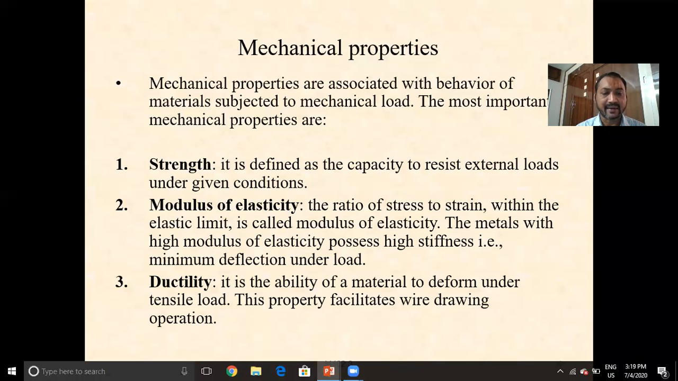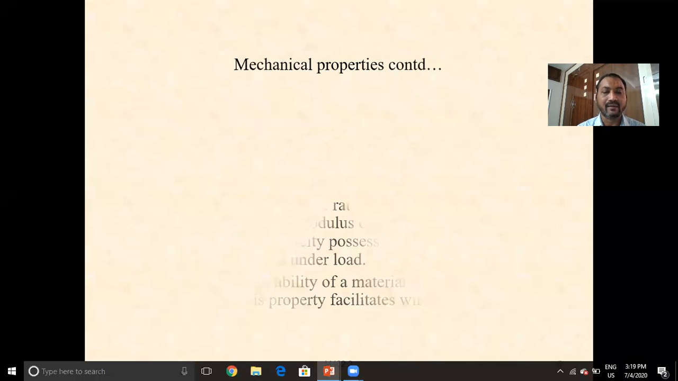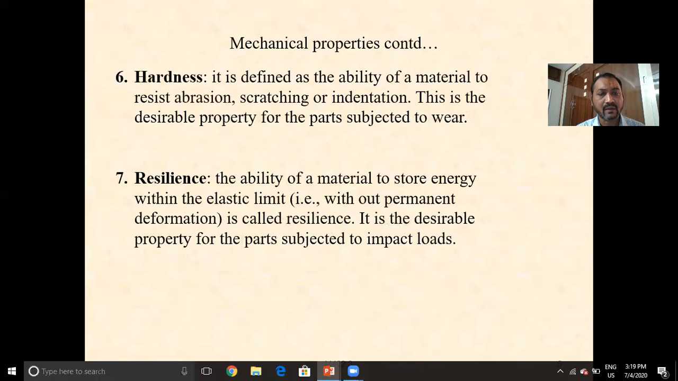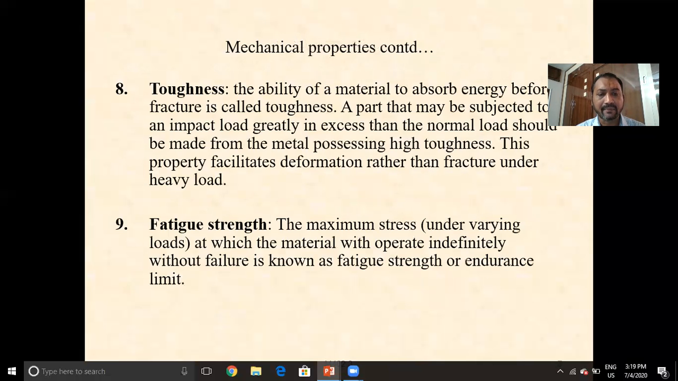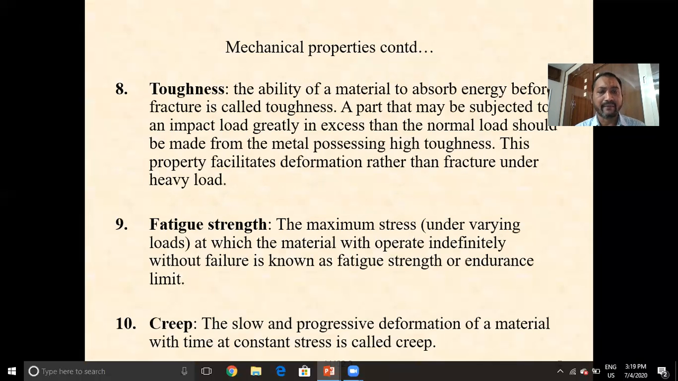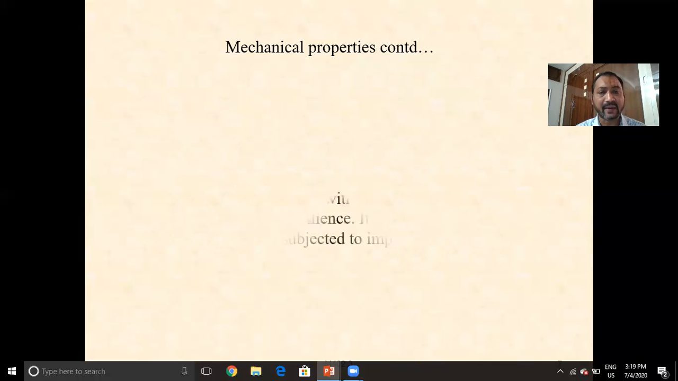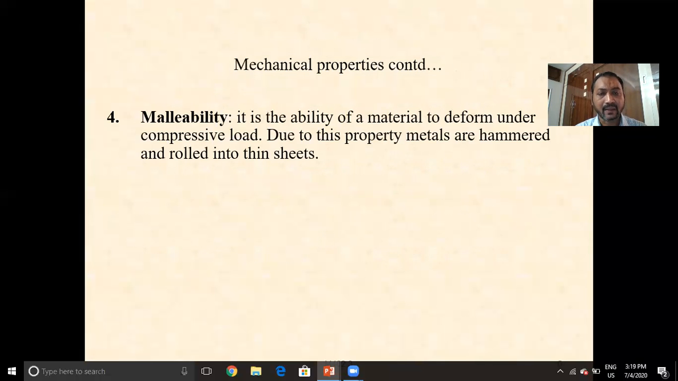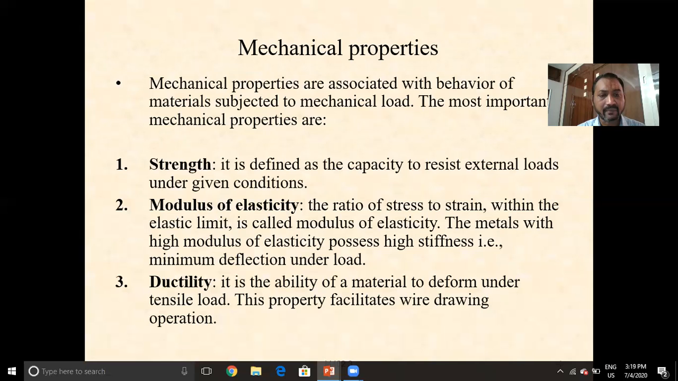There are different mechanical properties, out of which the following are important: strength, modulus of velocity, ductility, malleability, brittleness, hardness, resilience, toughness, proof strength, creep. These are the various important mechanical properties of a material to be considered for a member to be selected for a specific application. We'll discuss the properties one by one.